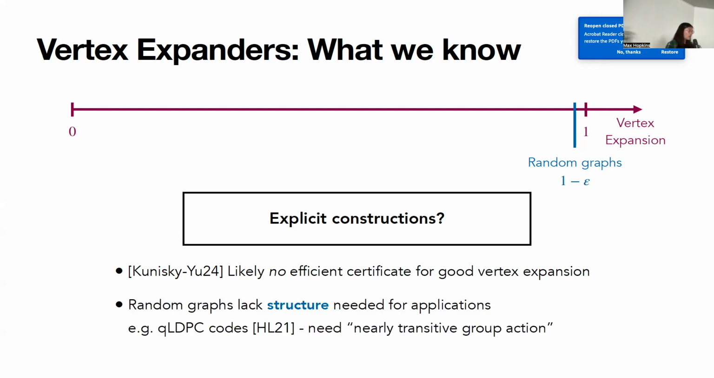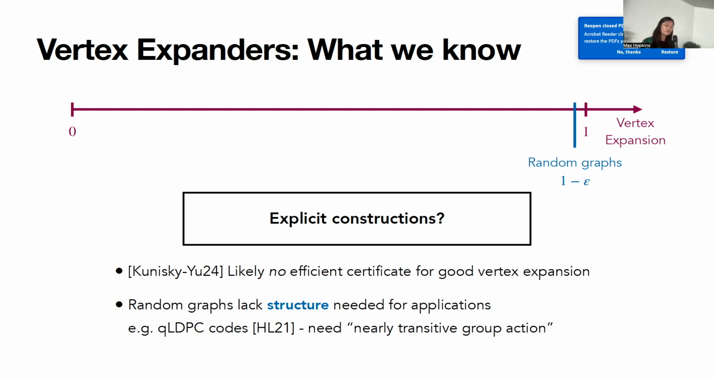Secondly, random graphs actually lack a lot of structure that you need for applications, whereas explicit constructions often come with more structure that you can actually use in your desired applications. So for instance, in this new construction of quantum LDPC codes, you'll need your loss expanders to also have a nearly transitive group action, which is not known to be achievable by random graphs. Okay, so we want explicit constructions of these items.